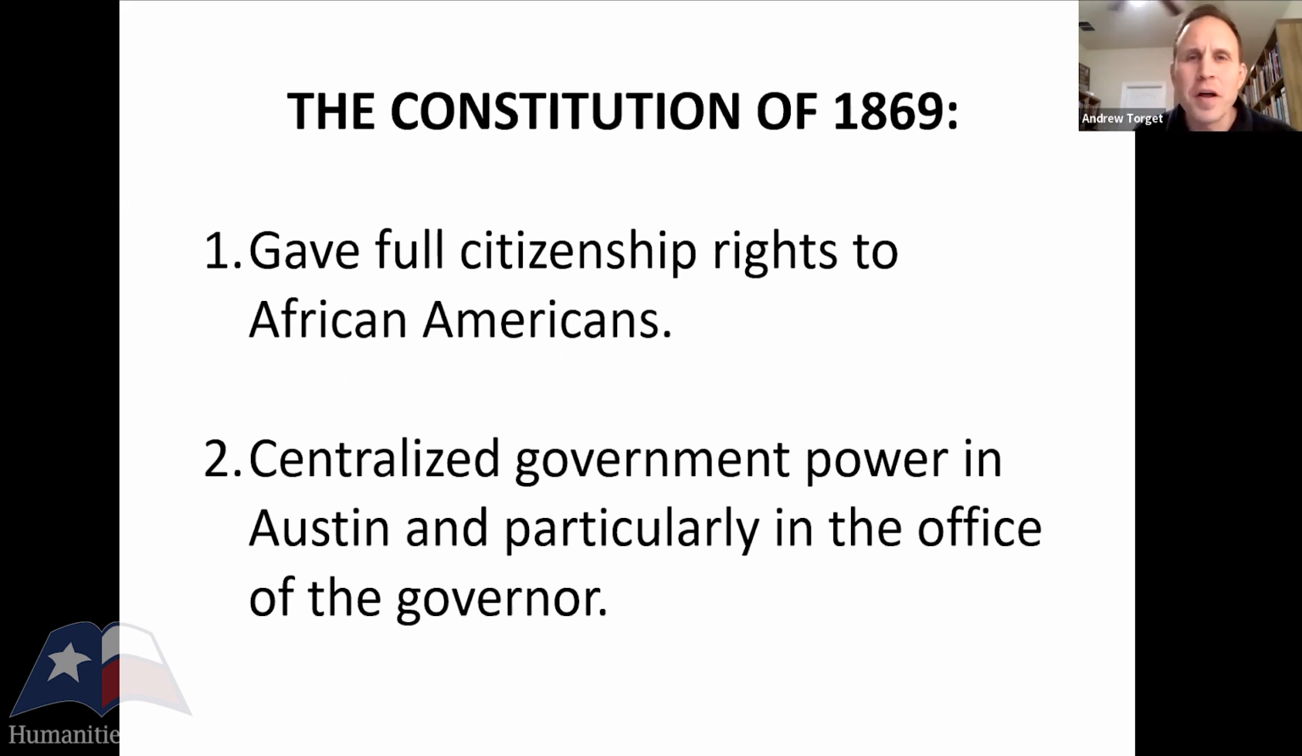I'm actually going to pause for a second. Why don't y'all throw in the chat real fast for me ideas you have for why they would want to centralize? Why would that be a big point for the Republicans to centralize power in Austin, Texas, and particularly in the office of the governor? Why would they want to do that?